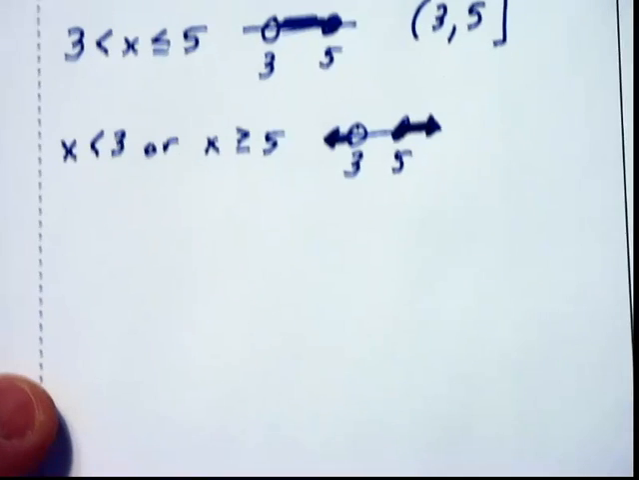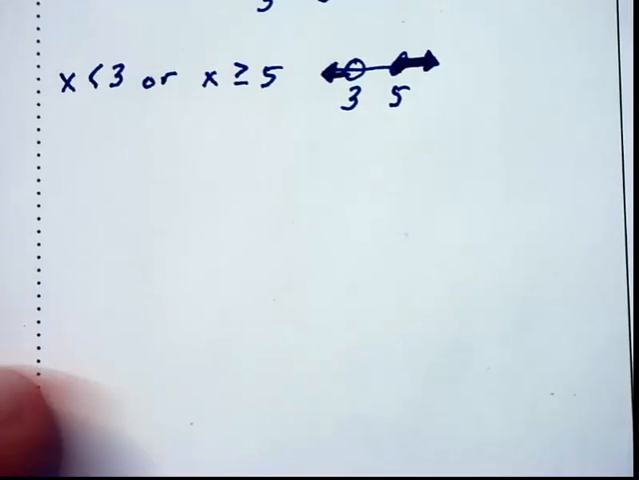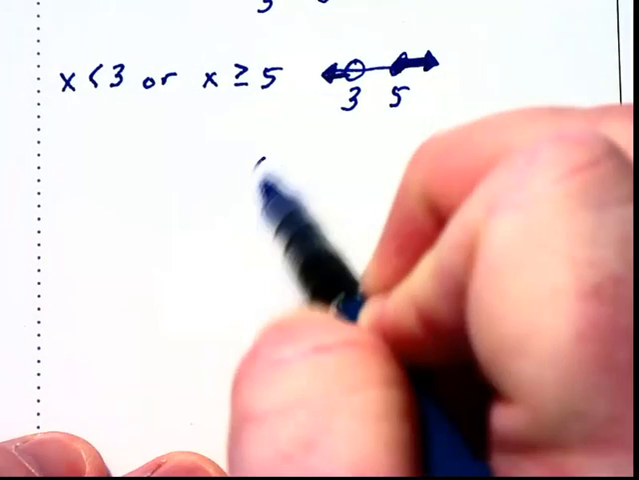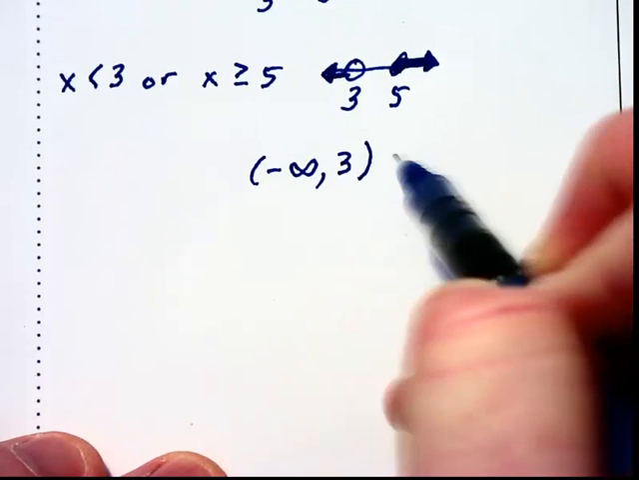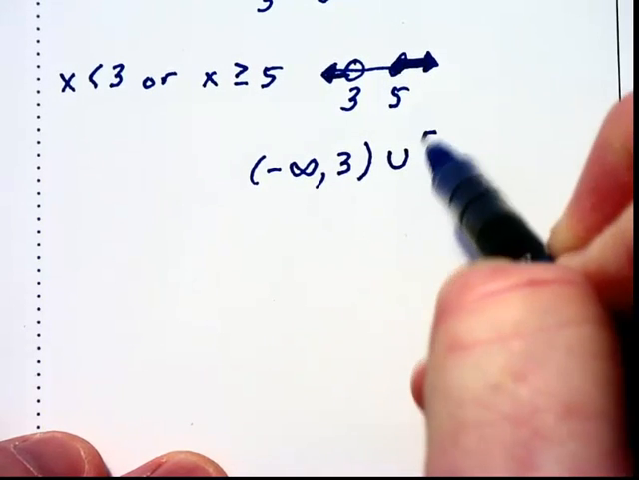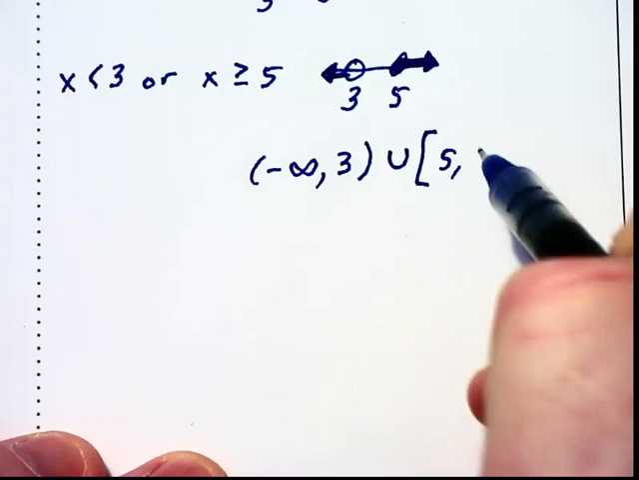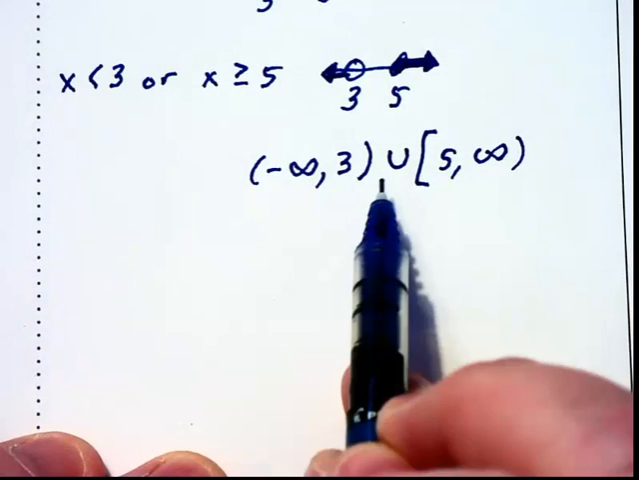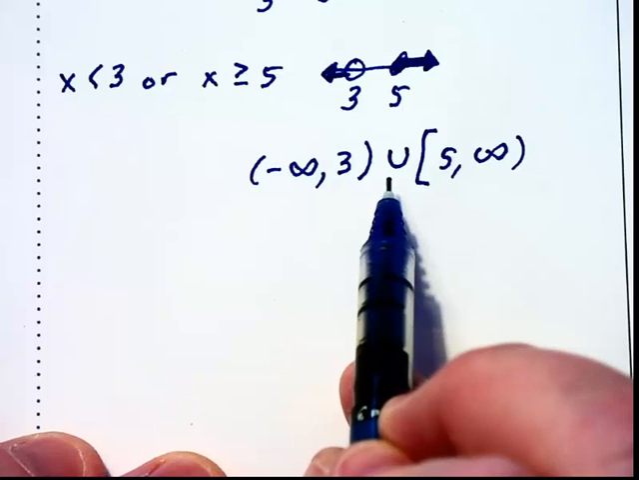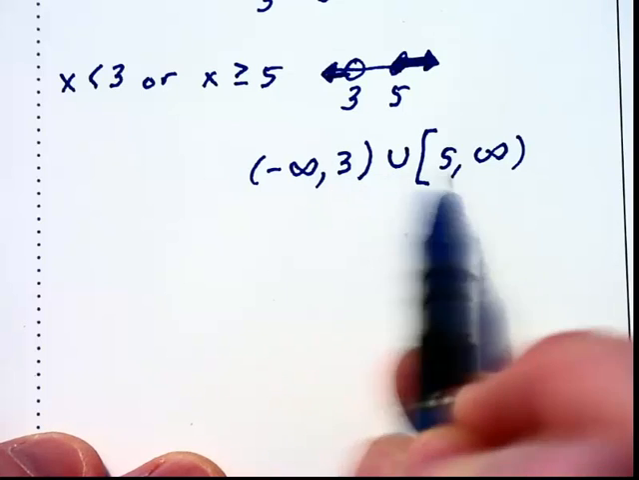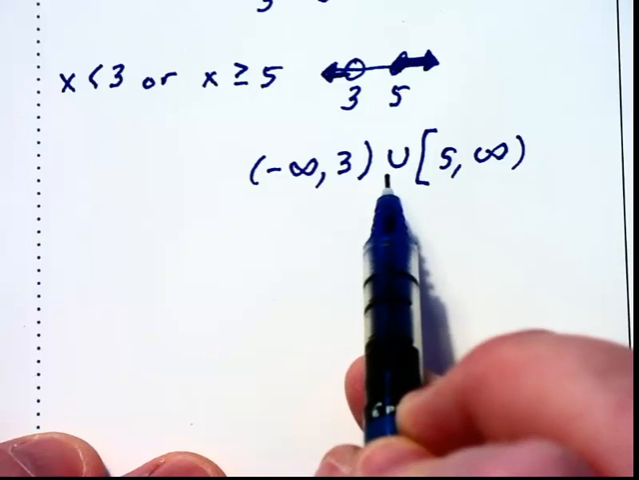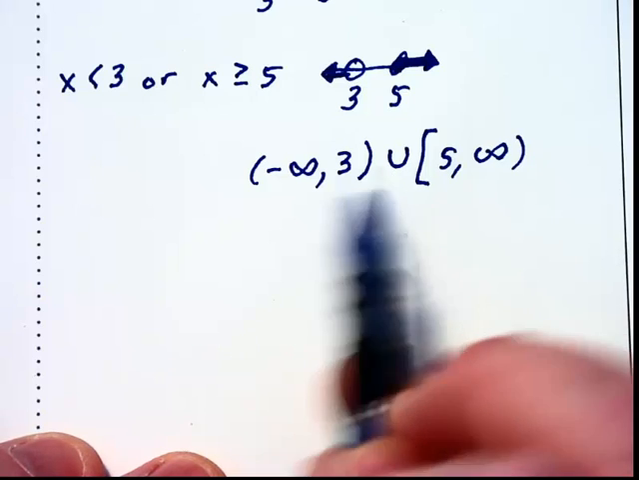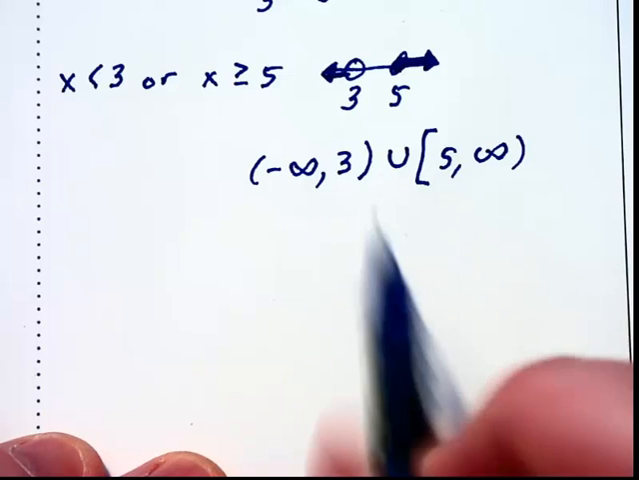In interval notation, we need to join two intervals together. So we write from negative infinity up to 3, parenthesis, union, bracket, 5 to positive infinity. The union symbol is the proper symbol to join two sets together. It's like having an addition sign in arithmetic, but we're not allowed to use addition signs with sets, so we use the union symbol instead.